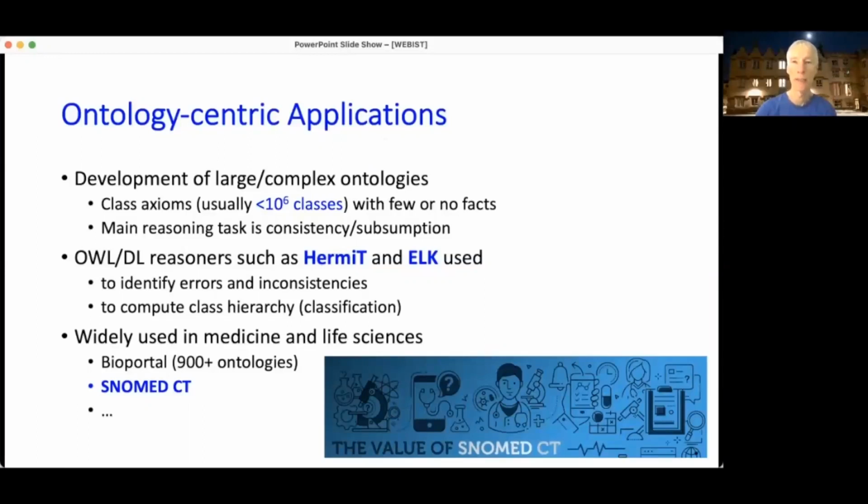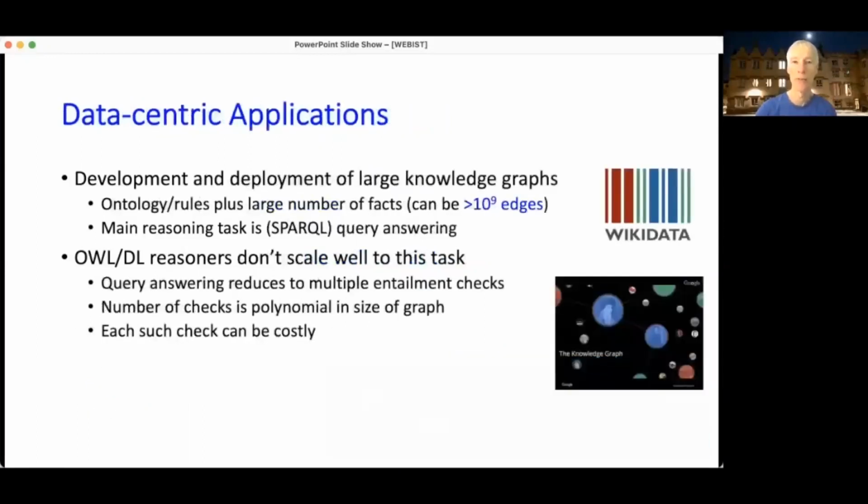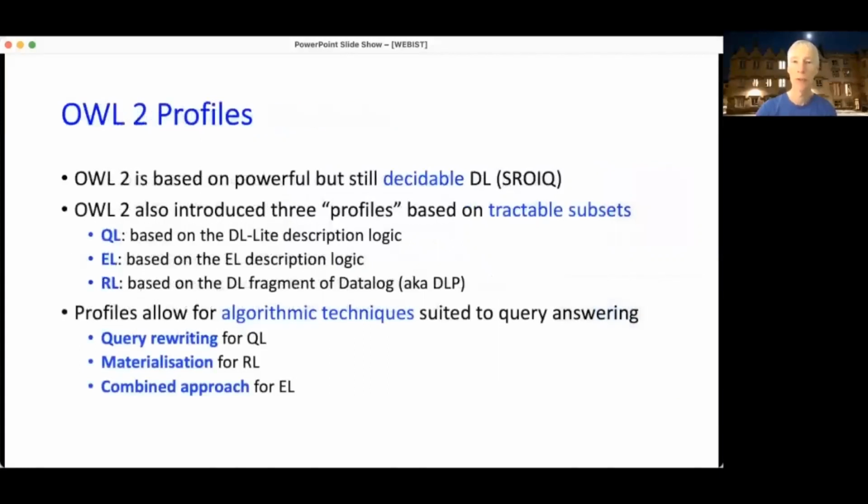In contrast, in data-centric applications, such as the development of large-scale knowledge graphs, the graph can contain billions or even hundreds of billions of edges, or equivalently of facts. Moreover, the main reasoning task for such applications is not classification, but query answering, usually SPARQL query answering. Reasoners that support all of OWL don't scale well to this task. To address this issue, OWL 2 introduced so-called profiles, fragments of OWL that correspond to known tractable subsets of SROIQ.